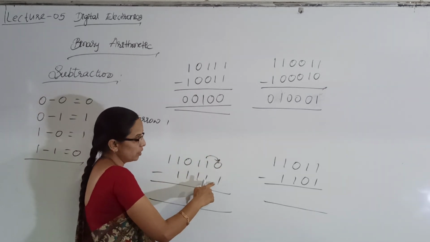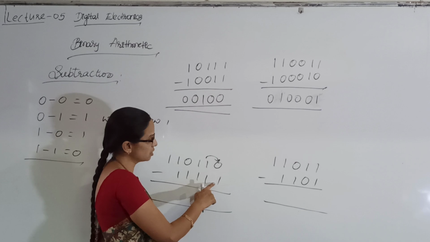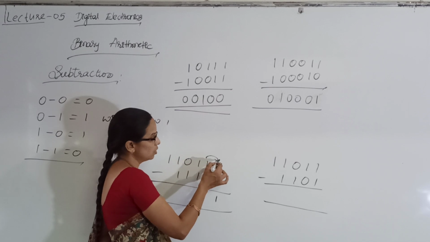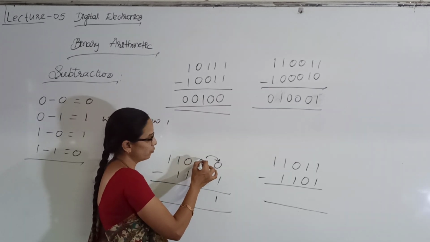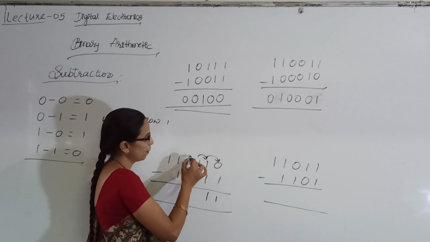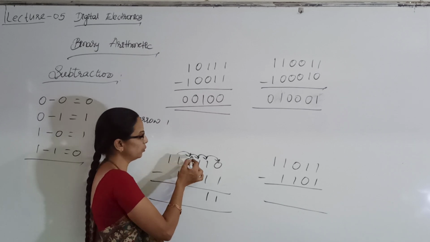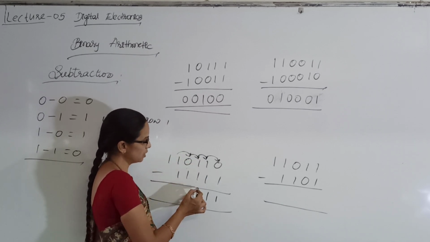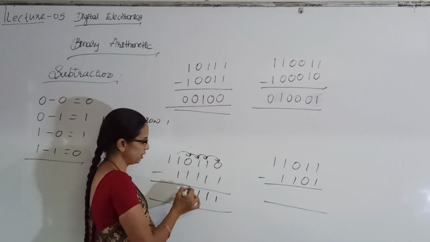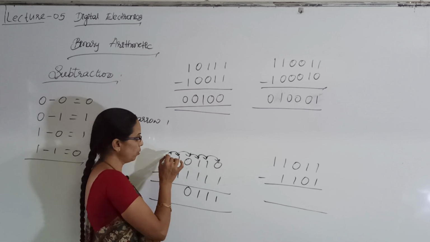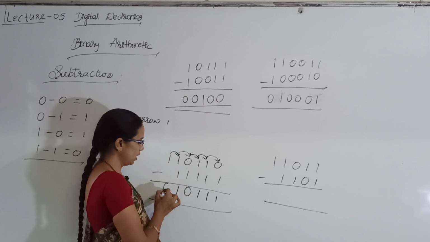Here 0 minus 1 we cannot do. 0 minus 1 means it is 1 with borrow 1. So here again we have to take a borrow, because it has already given 1. So 2 minus 1 is 1 again. Again it cannot take from here, so it will take from here. Then 2 minus 1 is 1, 1 minus 1 is 0, and here again it has to take a borrow. 2 minus 1 is 1 and it is 0.